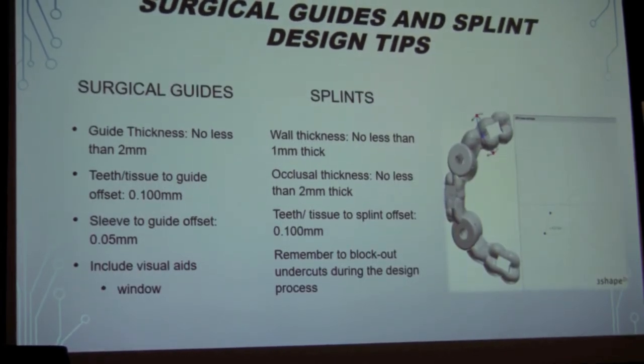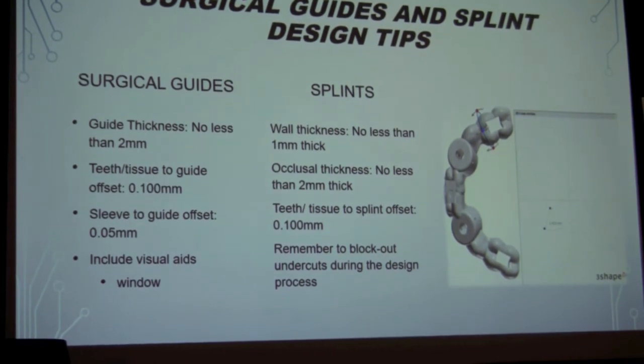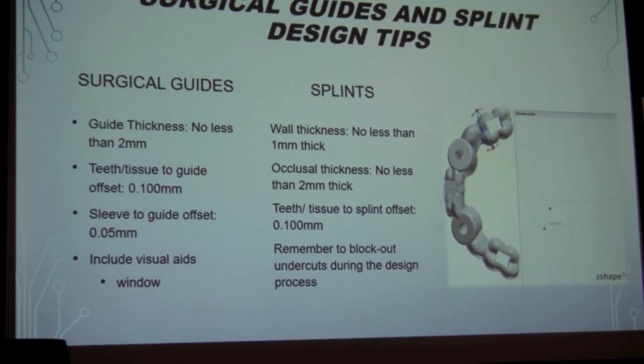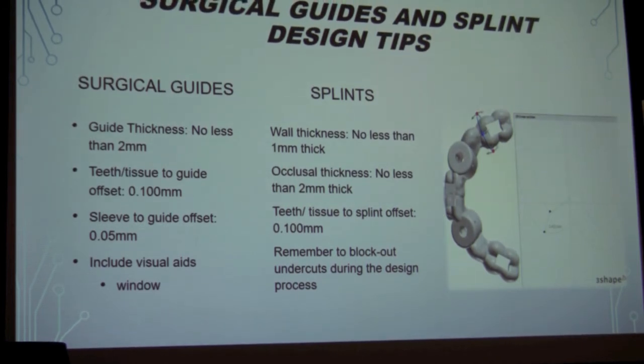So surgical guides and splints design tips. Surgical guides, I would go no less than 2 millimeters. We can see the one that we have here was 1.5. I've actually broken that a couple times. The teeth to tissue offset for the guide, I would go with 100 microns. That's a great starting point.